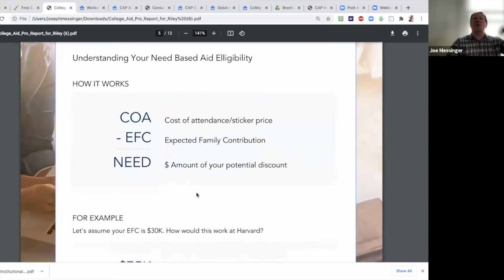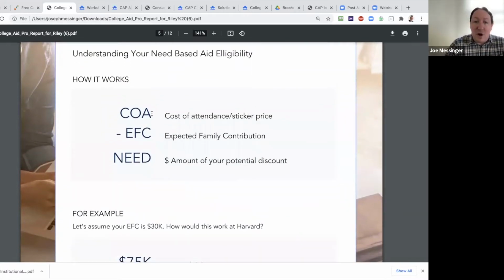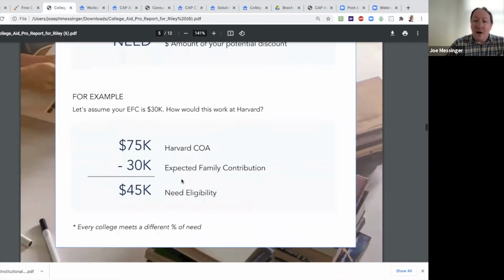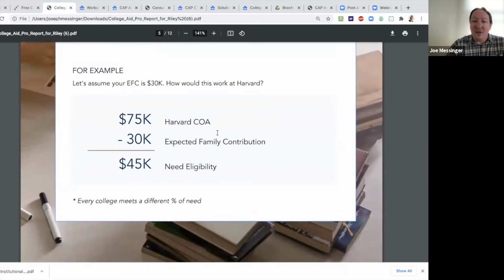So let's dig further into need-based aid. Well, that's the cost of the school each year minus what they think you can pay, EFC. That's going to be your eligibility for need-based financial aid. Concrete example, $75,000 to go to Harvard. You have an EFC of $30,000, your need eligibility is $45,000. The good part about Harvard is if you have need, they meet 100%.